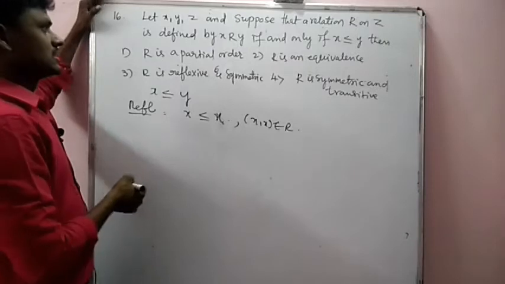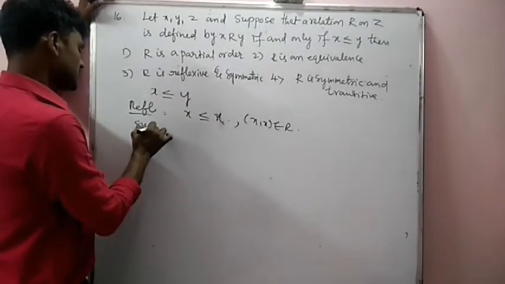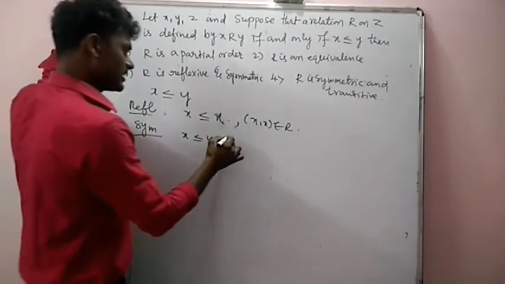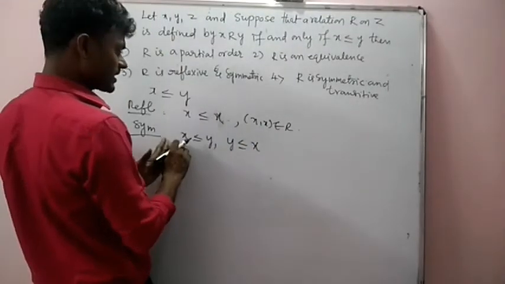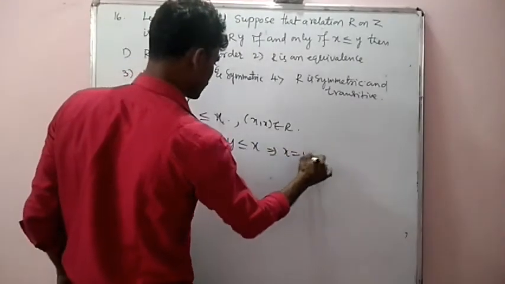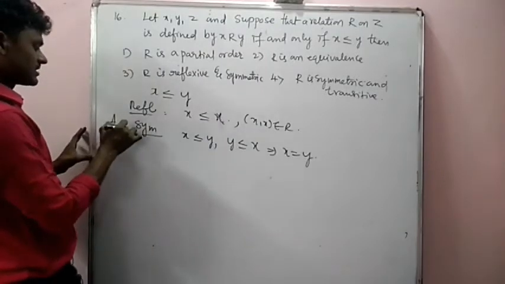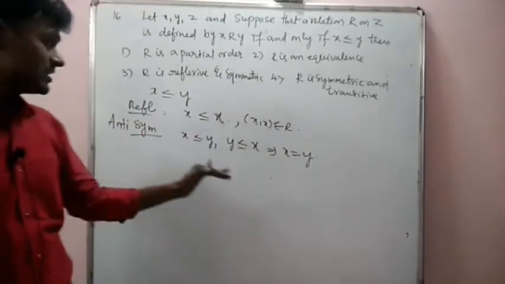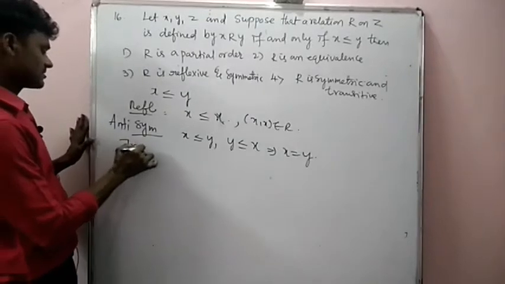Next one is symmetry. Symmetry: x is less than or equal to y and y is less than or equal to x. If both are true, then x is equal to y. So this is not symmetric. This is antisymmetric. Here x is not equal to y means symmetry, and x is equal to y means antisymmetry. Next one is transitive.